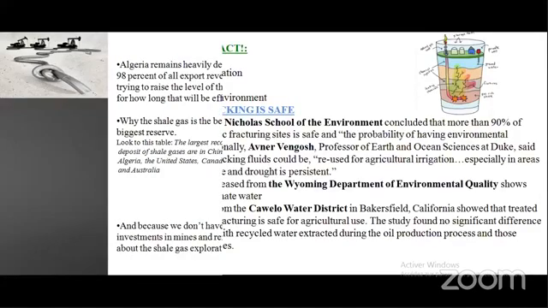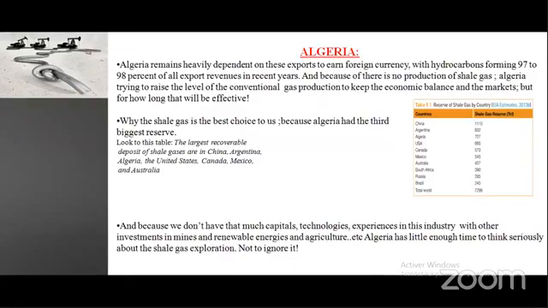Algeria. Algeria remains heavily dependent on oil and gas exports to earn foreign currency, with hydrocarbons forming 97 to 98% of all export revenue in recent years. And because of that, there is no production of shale gas. Algeria is trying to raise the level of conventional gas production to keep the economic and market balance, but for how long will that be effective? Why is shale gas the best choice? Because Algeria has the third biggest reserve, as it shows here.